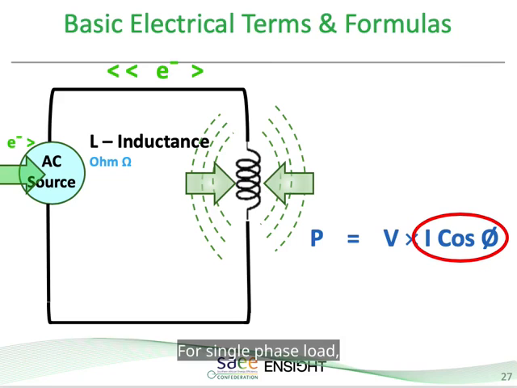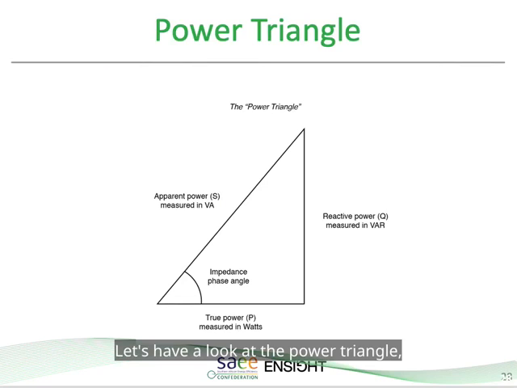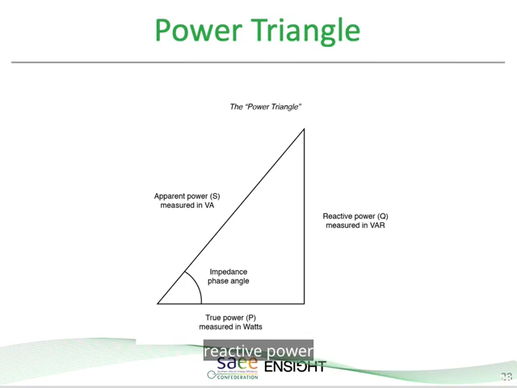For single-phase loads, power is equal to voltage times current times power factor, or cos phi. For three-phase power, power is equal to 1.73 times voltage times current times the power factor, or cos phi. Let's have a look at the power triangle, indicating the calculations for apparent power, reactive power, and true power. We will use the Pythagoras and sine, cos, and tan to calculate angles going forward.